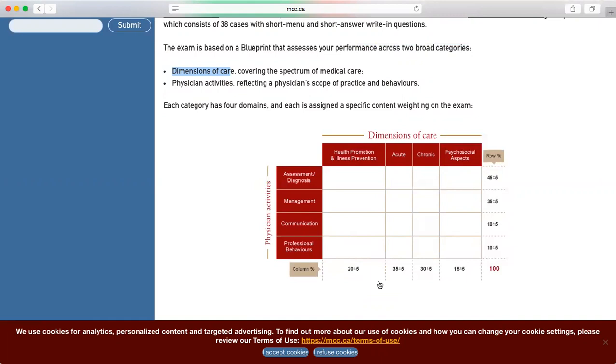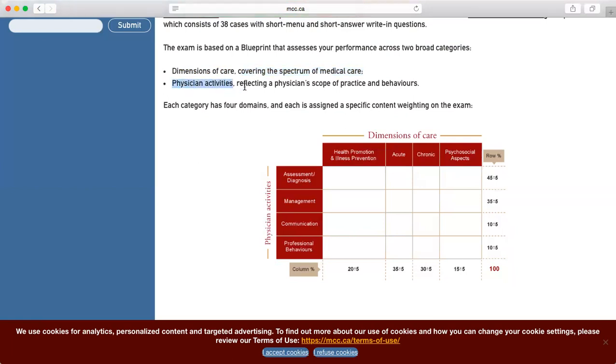Starting from the dimensions of care, they are going to cover the spectrum of medical care. So this thing here and this thing here, in the rows and in the columns, they are going to see what you are going to discuss. I will elaborate on it more. Let's see what they are talking about here.